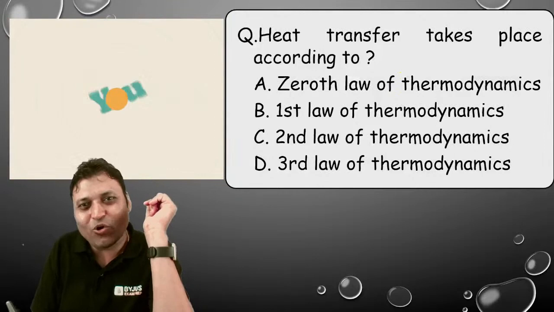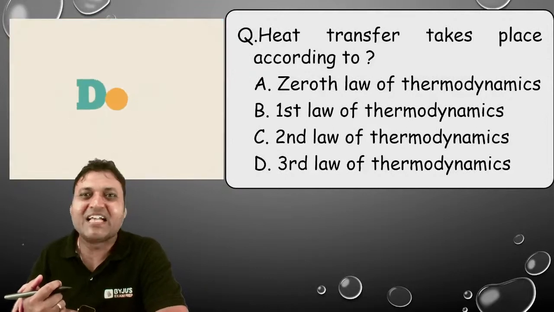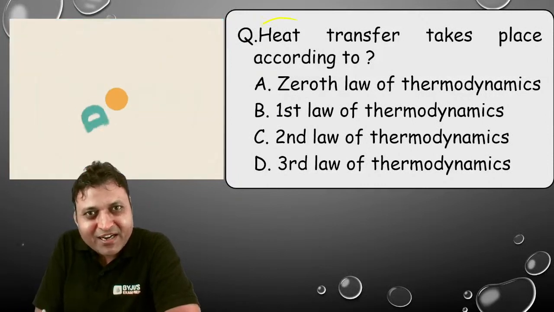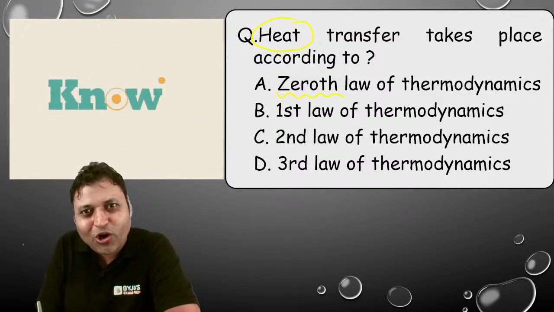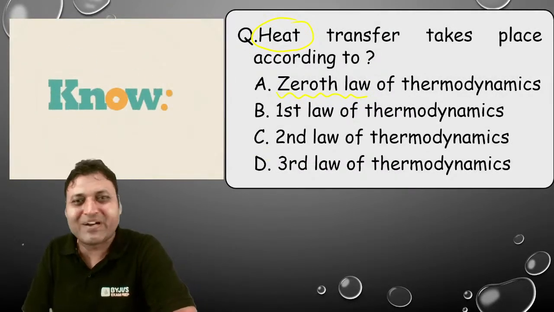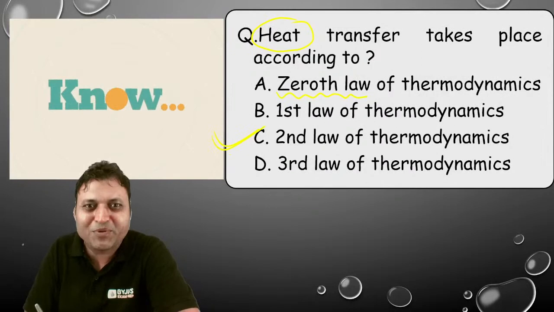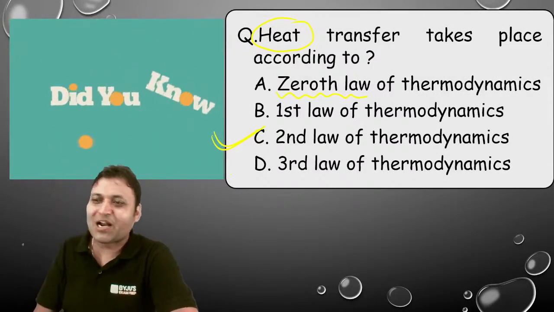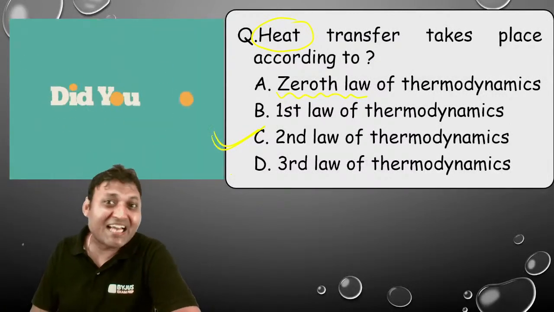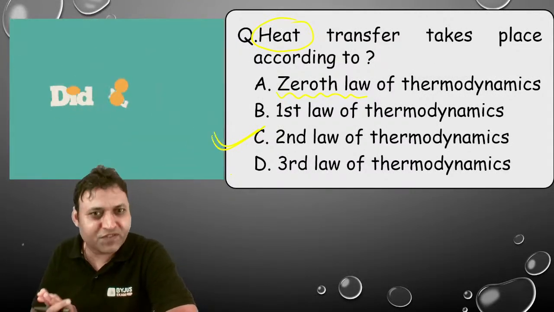Yes, the heat transfer is according to. Let me tell you, most of the students get the incorrect answer for this question. Many students think that because it is heat transfer and heat is related to the zeroth law of thermodynamics. Zeroth law talks about the temperature of the system. So most of the students think that it is A, but the correct answer to the question is option C. It is the second law of thermodynamics which gives the direction to the heat transfer. More specifically, it is the Clausius statement of the second law of thermodynamics.